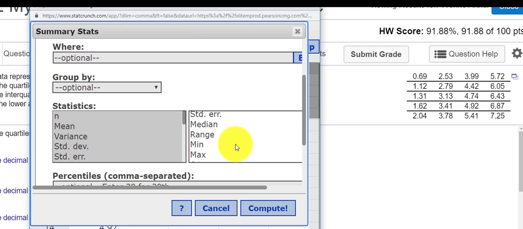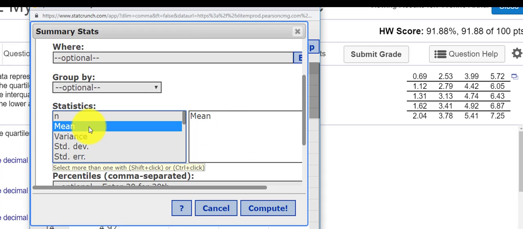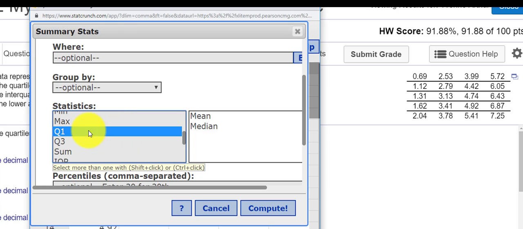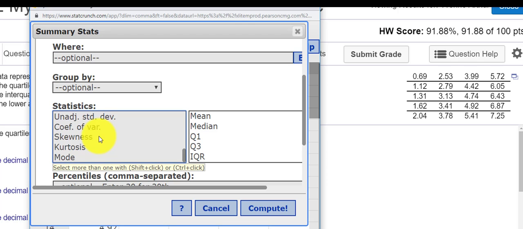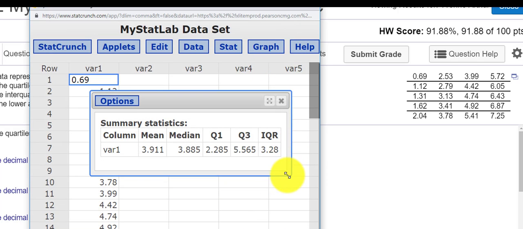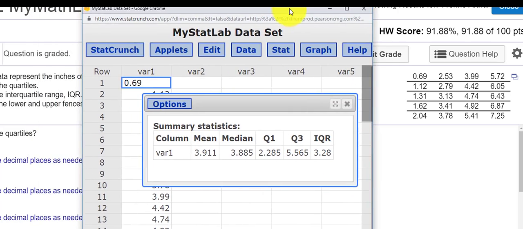I don't need all of this, so I'm going to click over here. I click mean. I click median, right? Remember, median is our Q2. Here's Q1, Q3. I need the IQR, and I think that was it. I press compute, and let's use this to answer some questions.